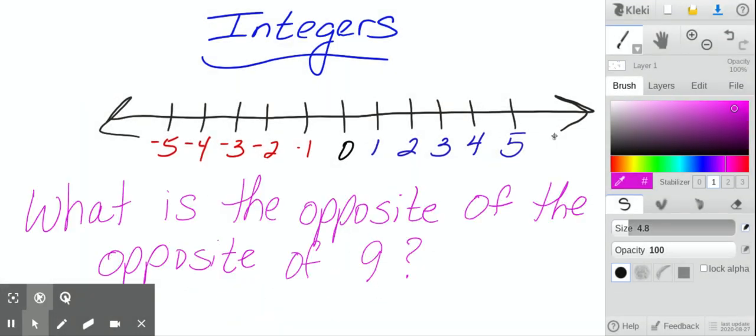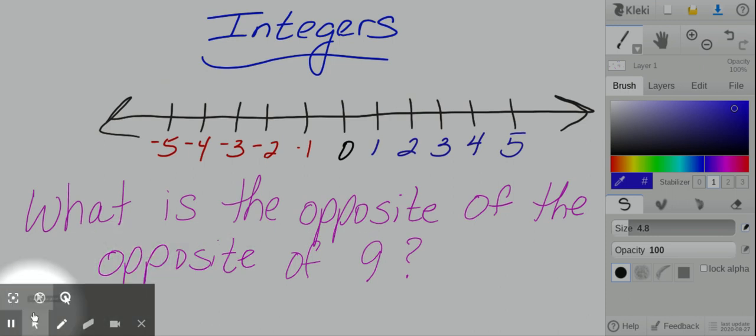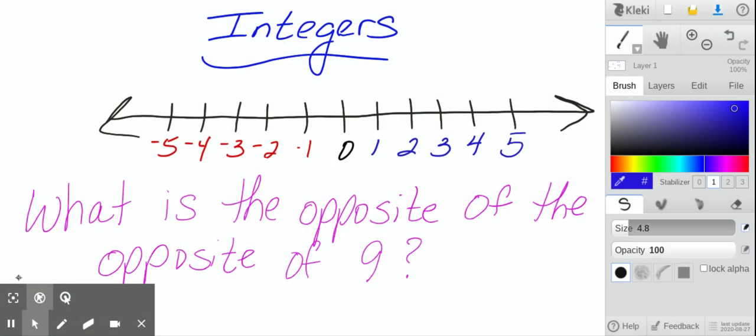Okay, let's take a look at my question here. It's a little tricky, but if you really think about it, it's not so hard. It says, what is the opposite of the opposite of 9? So what is the opposite of the opposite? Well, what we're going to do is first figure out what the opposite of 9 is. That's what we're going to do first. So the opposite of 9, you should now know, is -9.